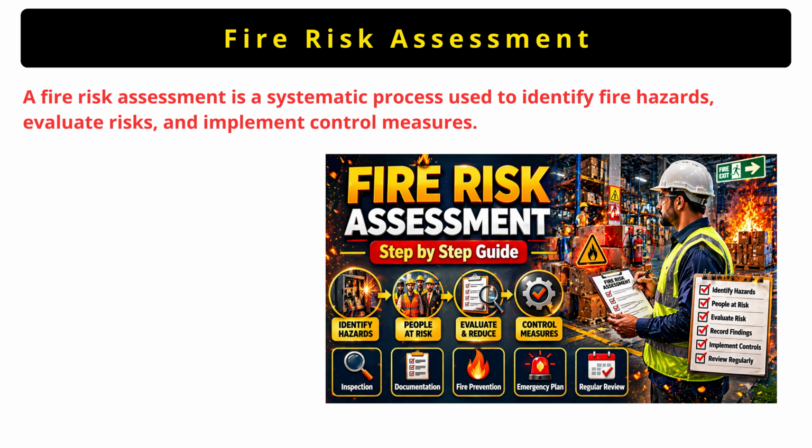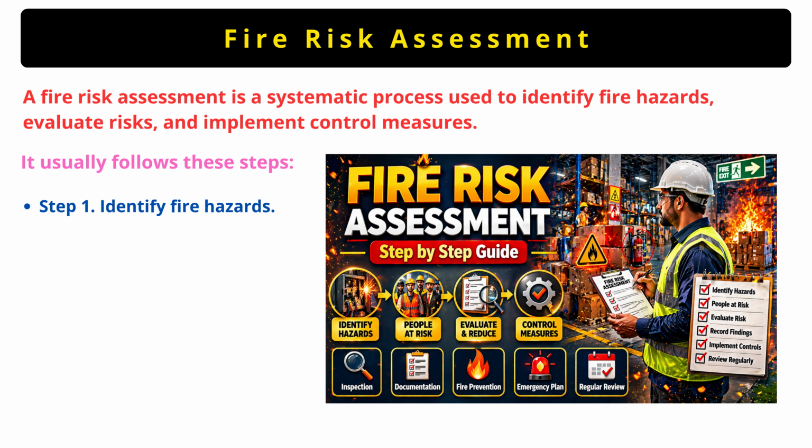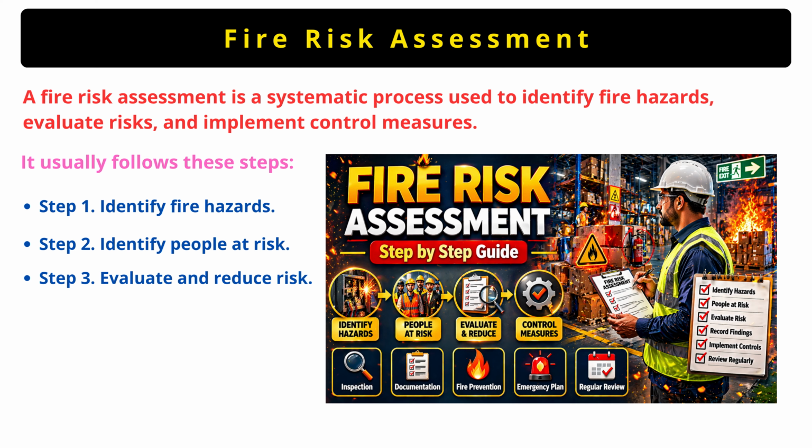Fire risk assessment is a systematic process where we identify fire hazards, evaluate risks, and implement control measures. It generally follows 5 steps. The first one is identify fire hazards. The second one is identify people at risk. Third one is evaluate and reduce risks. Fourth one is record findings, and fifth is review regularly. The main objective is to prevent fire and ensure safe evacuations.